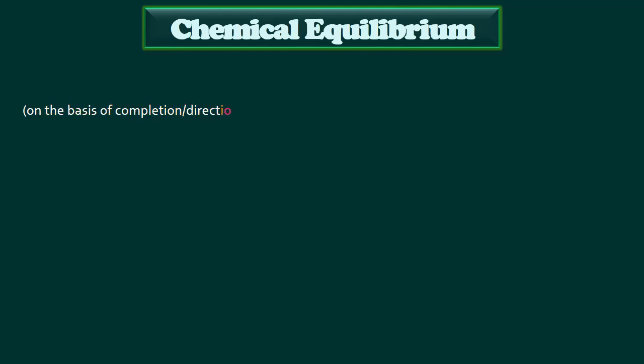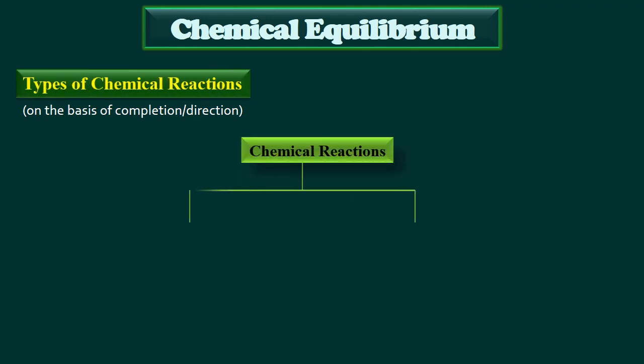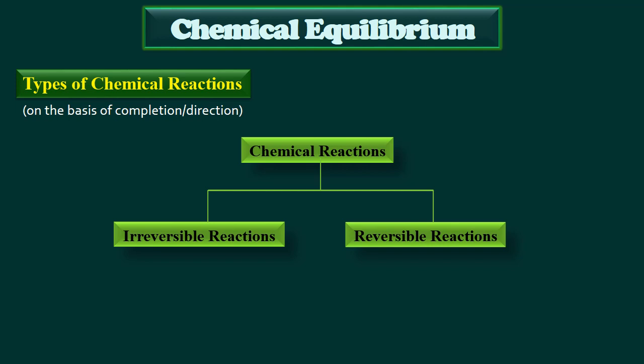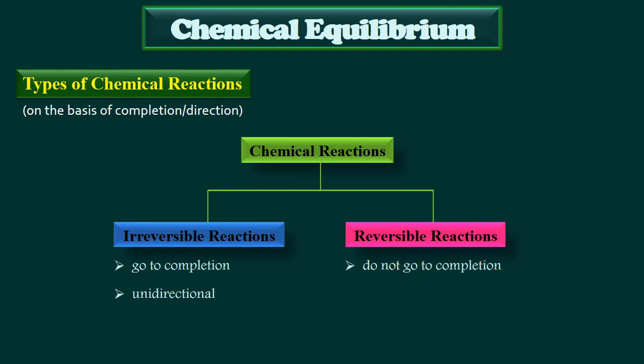So on the basis of completion or direction, chemical reactions are of 2 types, irreversible and reversible. Irreversible reactions go to completion and they are unidirectional, which means that they can move in one direction only, that is from left to right. On the other hand, reversible reactions do not go to completion even after years, and they are bidirectional, which implies that they can move in 2 directions, that is from left to right and right to left. We shall now define these reactions in a proper way.